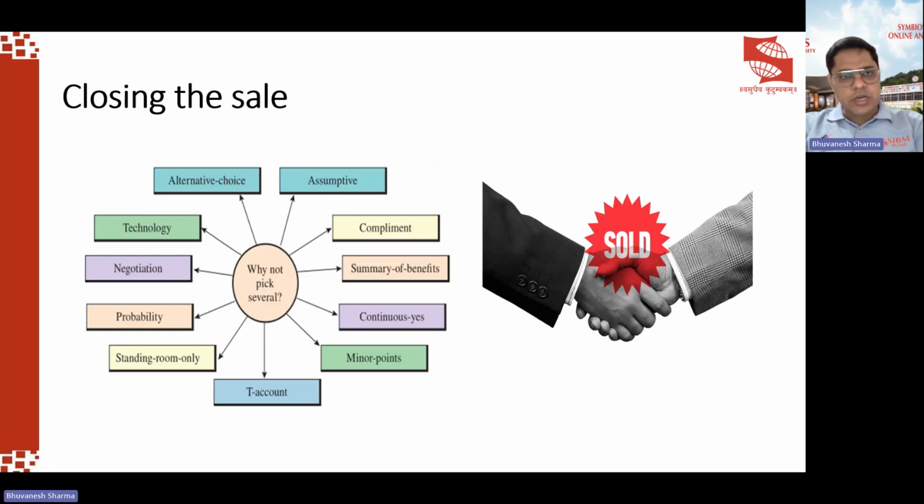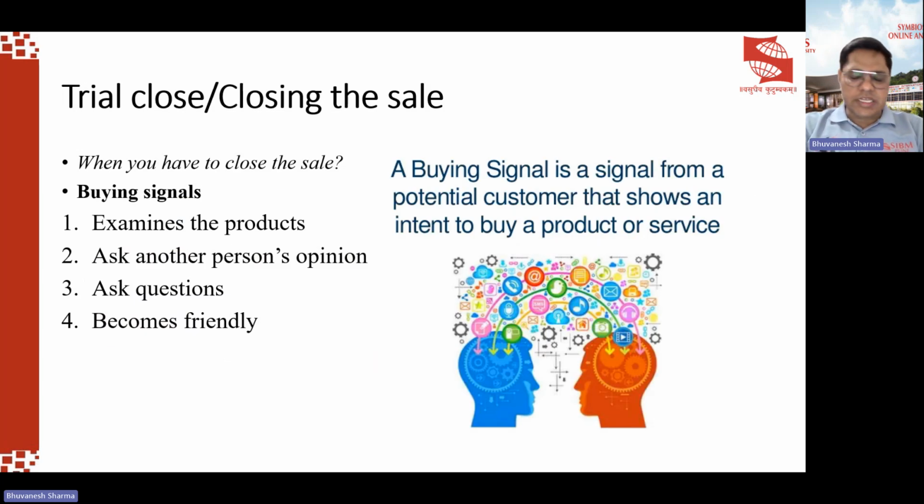So again, to continue: how do you close the sale, trial close that? You will get some buying signals. Buying signals are the signals from potential customers that show an intent to buy the product or the services. For example, a buying signal could be examining the product, when the customer is looking at it from each angle.